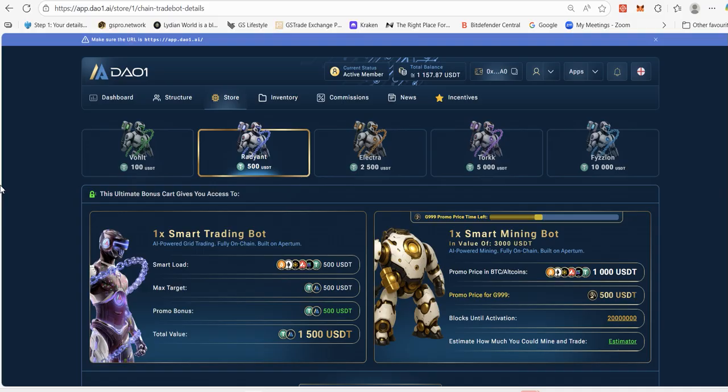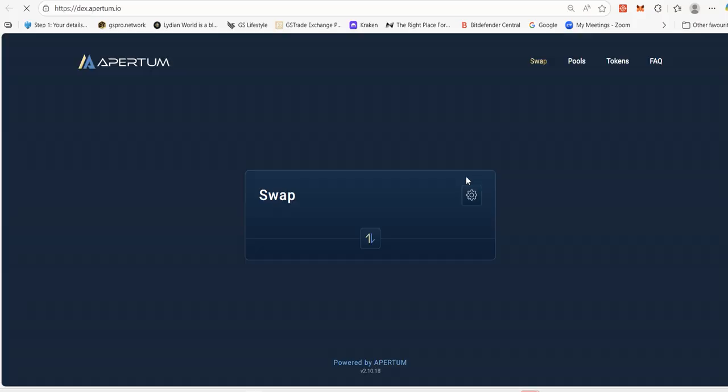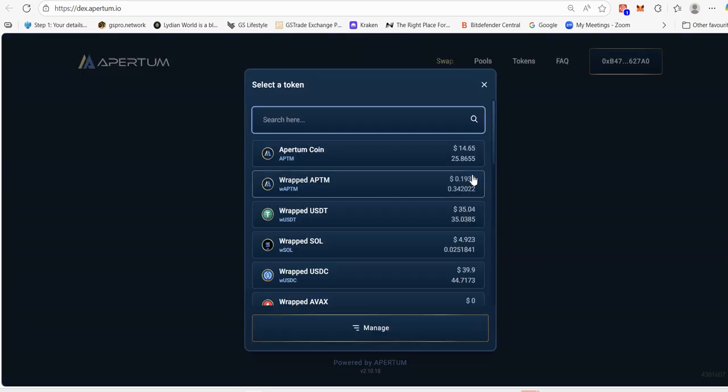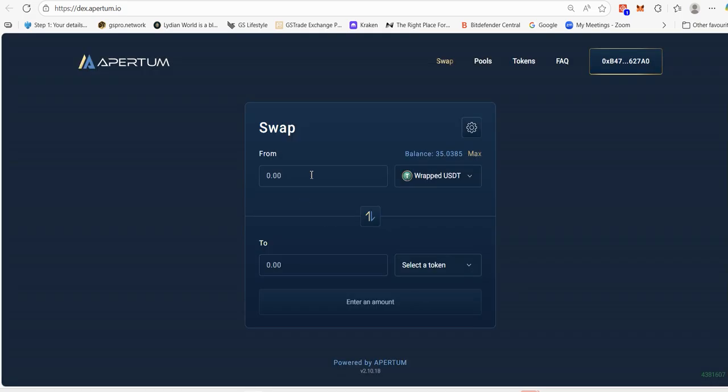So yes, I also want to show you how cool it is that you can dollar cost average. You can go to our DEX. It's super easy. You click on DEX, and what I can do is swap some of my USDT for Pertum coins.